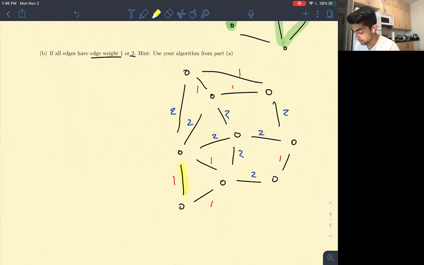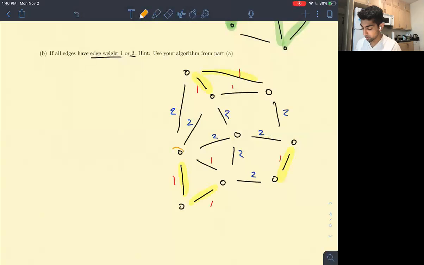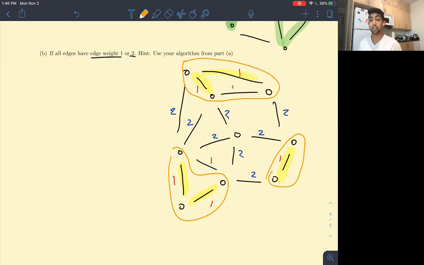So we'd say, okay, we can't add this edge of weight 1, right? This one can't get added because it would create a cycle. Then we would add, let's just say these two, right? And then we would add this one, okay? So the next step would be, okay, we have these three connected components, right? All we need to do is figure out which edges of weight 2 we can use to connect them, okay?